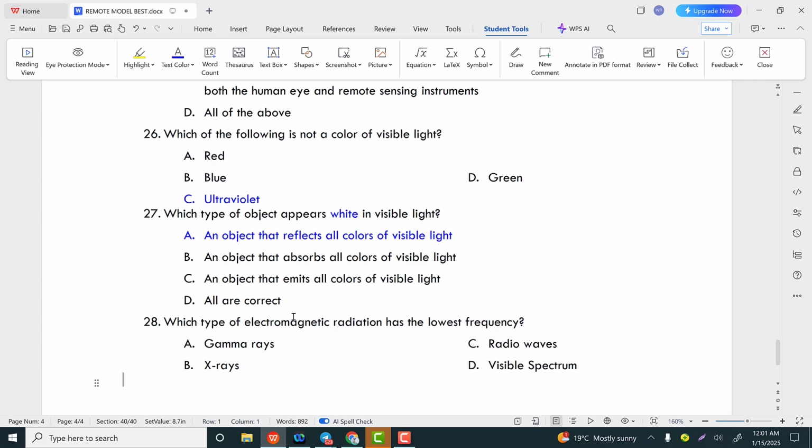Last question. Which type of electromagnetic radiation has the lowest frequency? As I have mentioned and clearly indicated, frequency and wavelength have an inverse proportion. So from the available options, gamma ray has short wavelengths and high frequency. X-ray has short wavelengths, so the frequency is very high. Red wave has a very low frequency and a very high wavelength, so the answer is red wave.